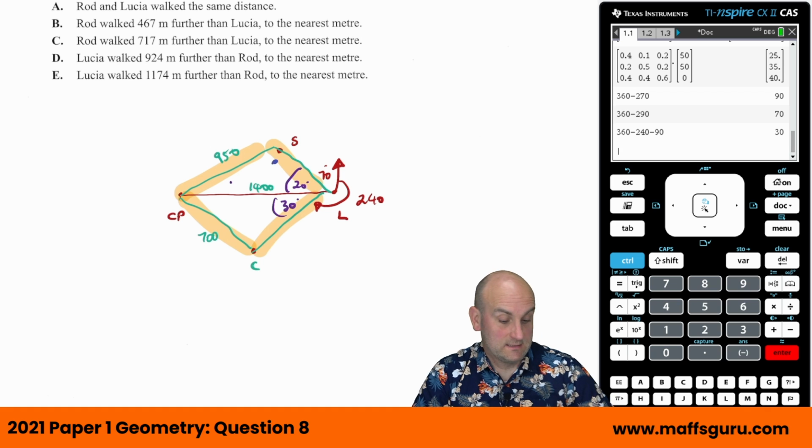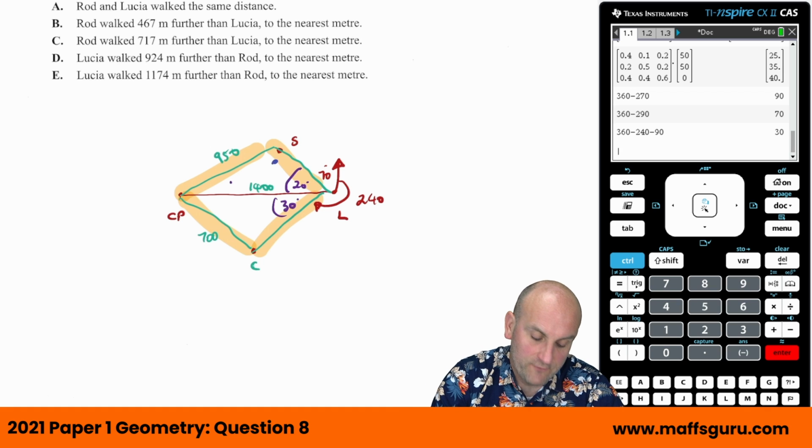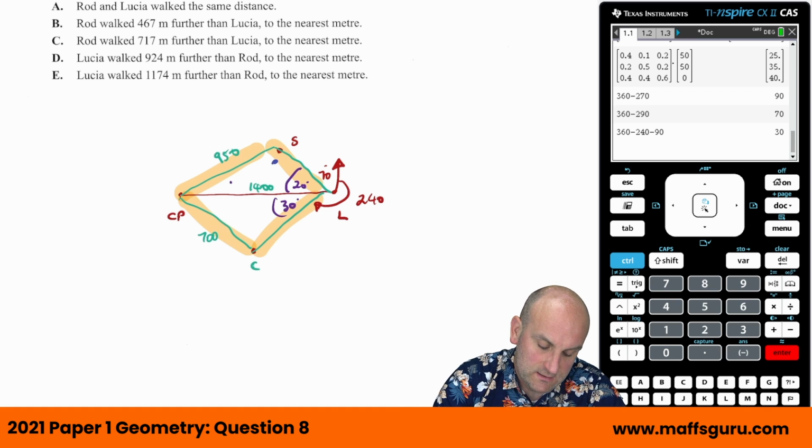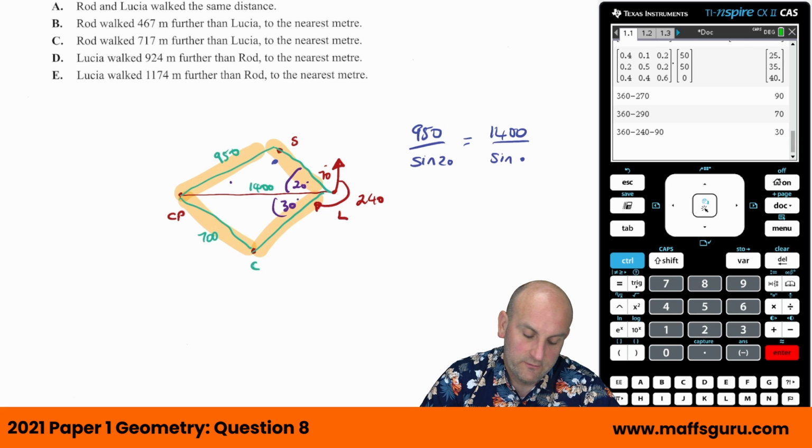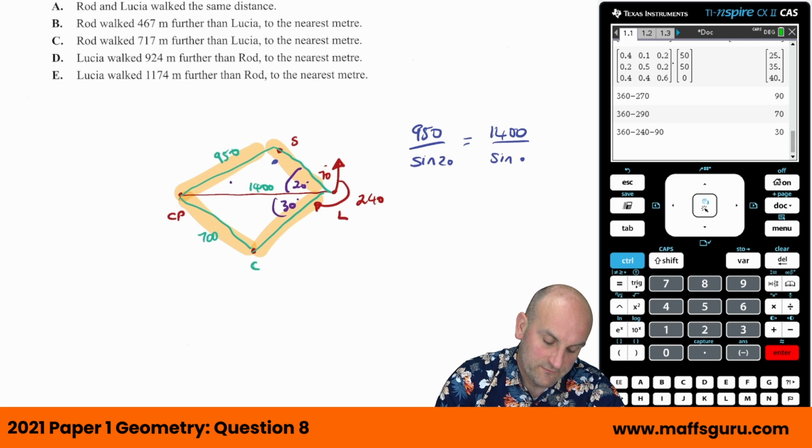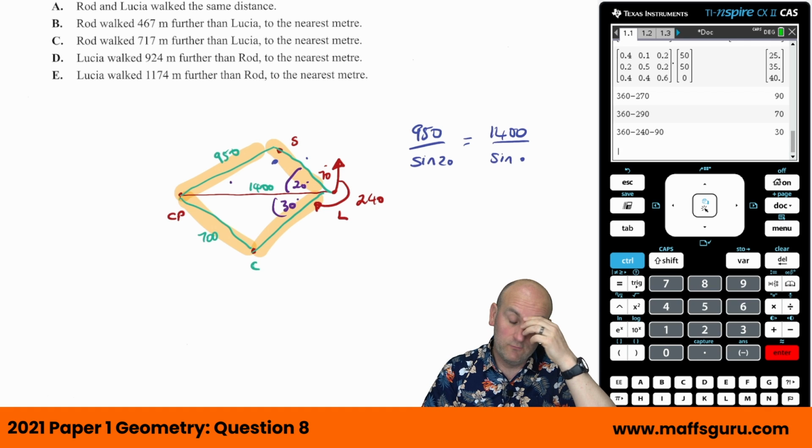All right, let's see what we do here. We have to do a sine rule. So I'm going to find that dot angle first. So what have we got? 950 over the sine of 20 is going to equal 1400 over the sine of the dot. Let's just do that for this moment in time. Why am I going to do this? Because I'm then going to be able to find this distance here using the sine rule again.